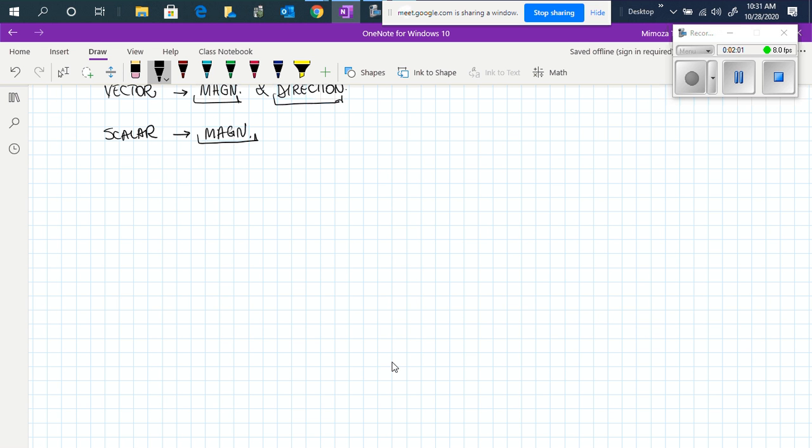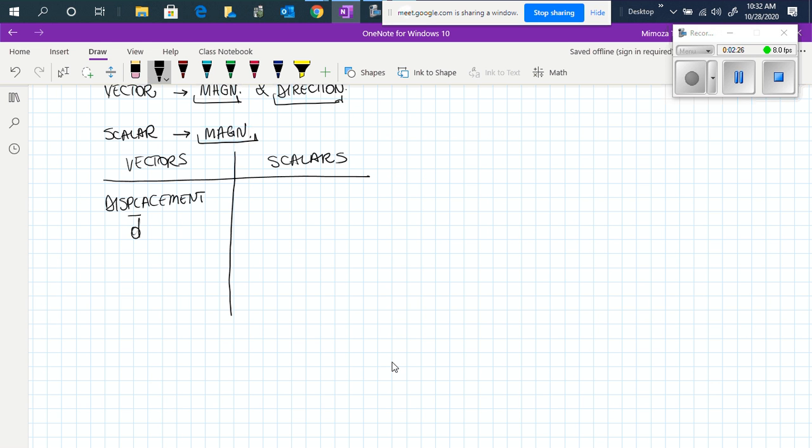Now, the quantities that we will use mostly in physics in terms of vectors and scalars. Vector quantities are quantities such as displacement. And displacement is known with letter d. And every time that we are dealing with a vector quantity, we have that little arrow on top. And the international system unit for displacement is meters.